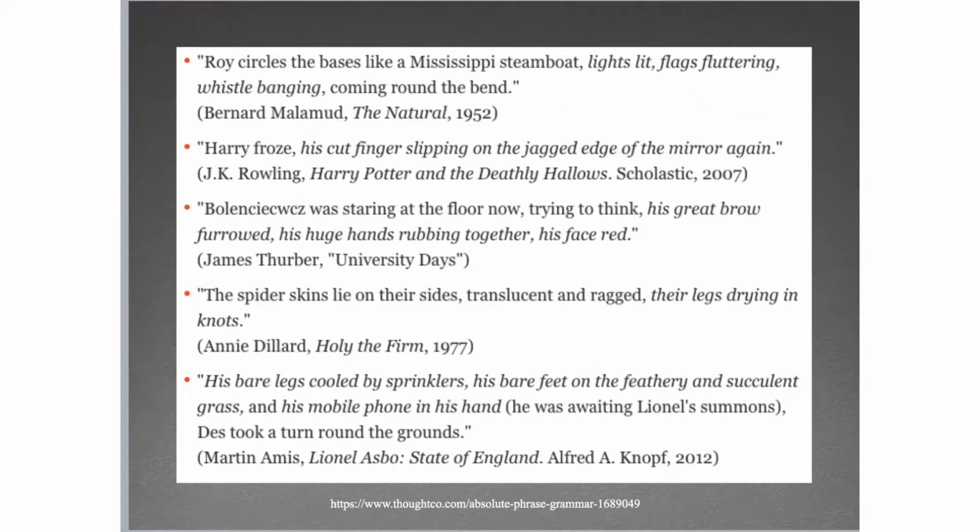These are some other examples in English, these from literary ones. You might recognize the Harry Potter one here. Harry froze, his cut finger slipping on the jagged edge of the mirror again. So here's my participle, slipping. Of course, it agrees with finger. And then everything else is just verbal elements that are added on. So his cut finger slipping, that's your base absolute expression, and then on the jagged edge and of the mirror again are both prepositional phrases going with them.